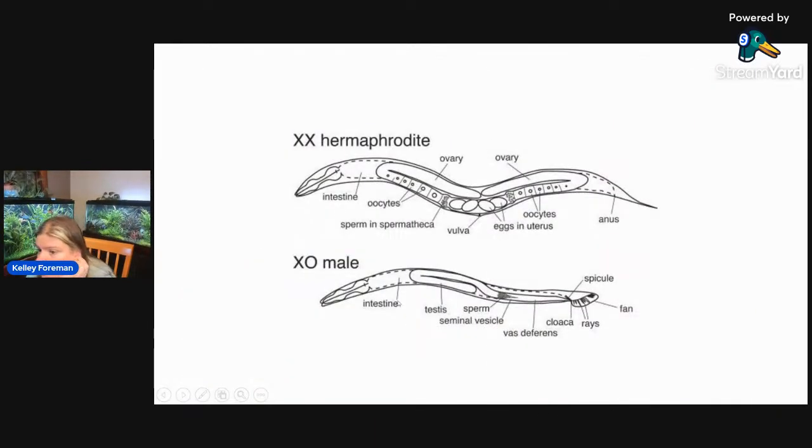However, every now and again, there will be occasional XO males. So these have only one copy of a sex chromosome and they don't have any female parts. They just make sperm. And then they can mate with a hermaphrodite, and then 50% of the offspring will be hermaphrodites and 50% will be males. So that's how sex determination works in C. elegans. And I imagine lots and lots of other worms too.